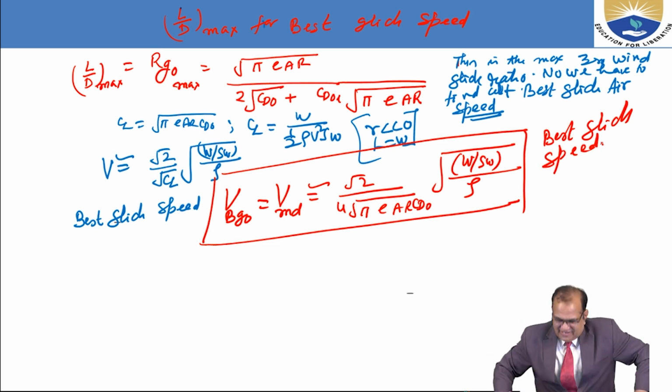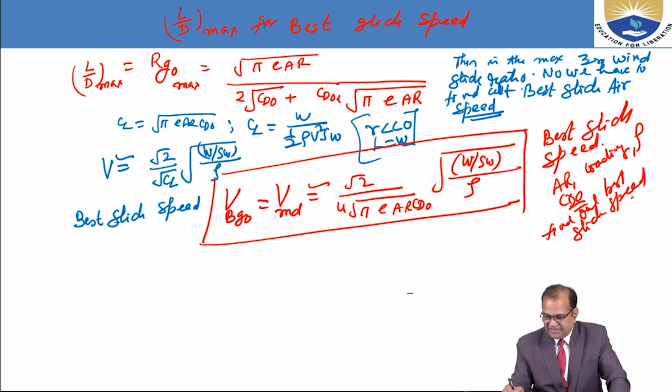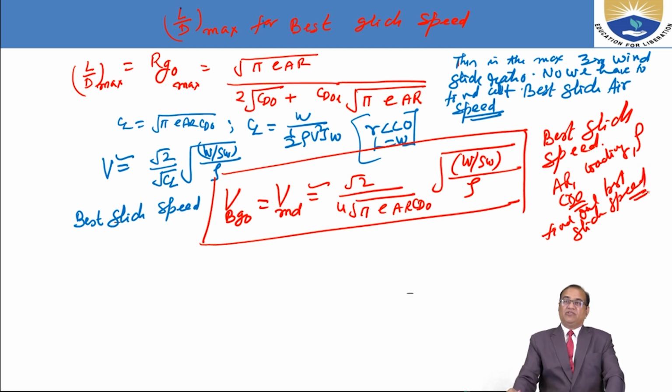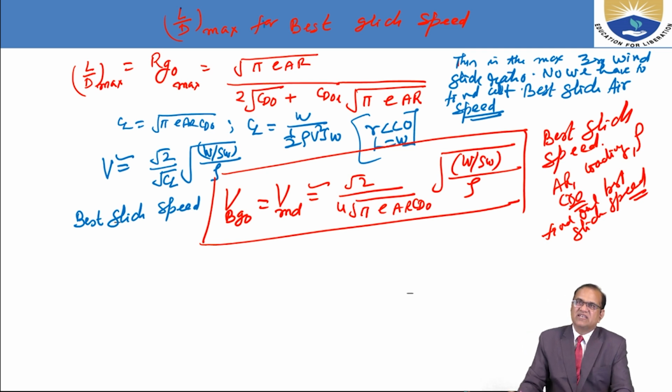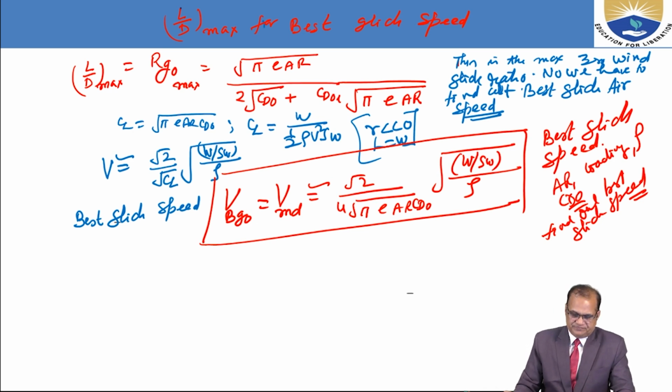So if you know the aspect ratio, the wing loading, the density, and the CD naught, you can find out the best glide speed, and in this condition the pilot will have the minimum sink rate and can fly very easily and attain its objective. So now I will go for the next topic, which is related to the same thing.